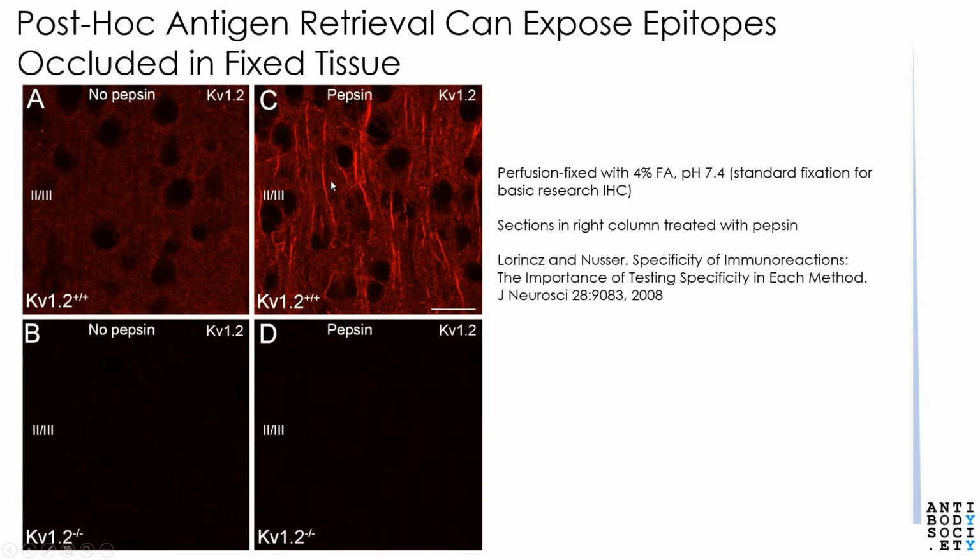Antigen retrieval with pepsin reveals the prominent population of target protein present on the axon initial segments, a subcellular compartment with specialized lipids and an extremely dense protein composition, and which is difficult to penetrate with antibodies. While the lack of either labeling pattern in the knockout samples shows that both are specific, the one on the left is incomplete, providing an example of the potential disconnect between the presence of immunoreactivity versus the presence of the actual antigen. I refer webinar attendees to this excellent article by Lorenz and Nusser on antibody validation for IHC.